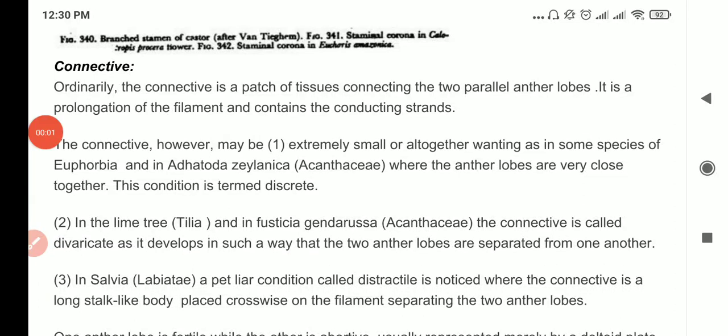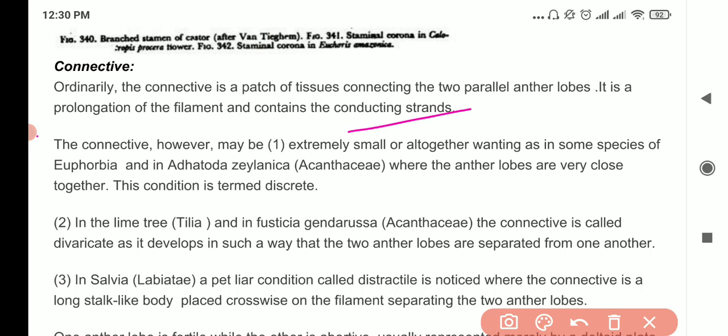Okay, so as I was saying, the connective is the tissue that connects the parallel anther lobes. The food, the minerals and the water go through the connective, because it has the xylem and the phloem tissues in it. As we said, it contains the conducting strands. The conducting strands are nothing but your xylem and phloem.